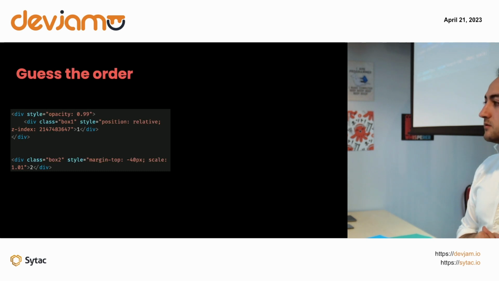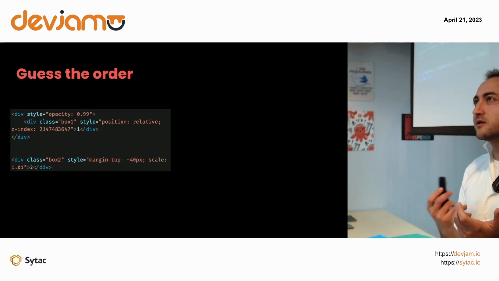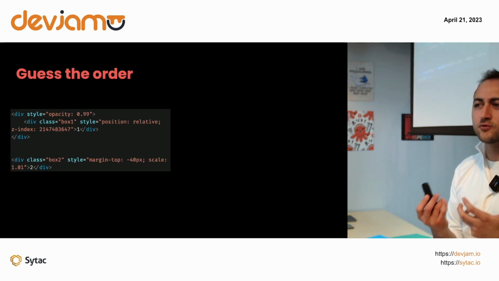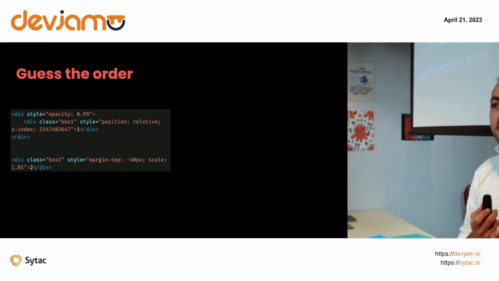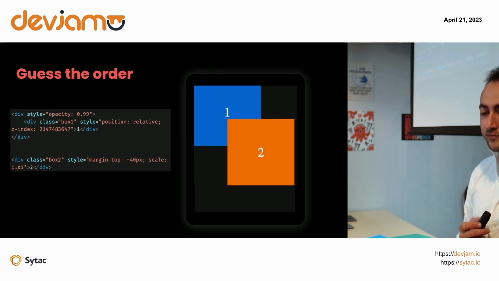And yes, so scale also makes a stacking context? Yes. Any transform value other than none. There are a lot more properties, but you can guess these are the ones, in my opinion, that have to run on the GPU more or less. I'll get back to it in a bit. So yeah, box 2 shows up on top.